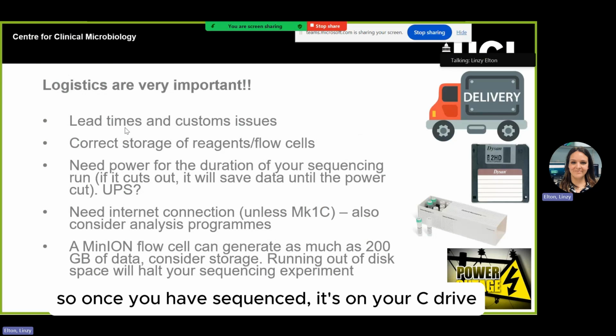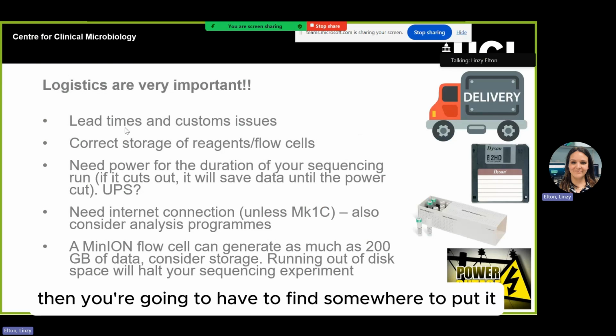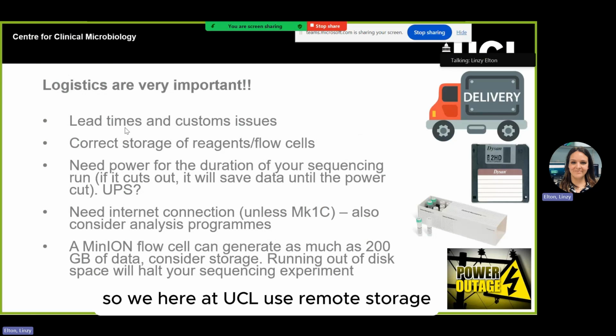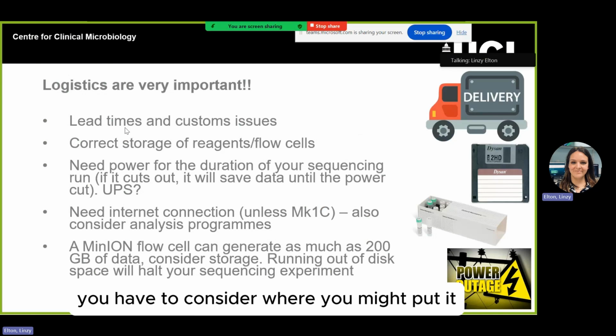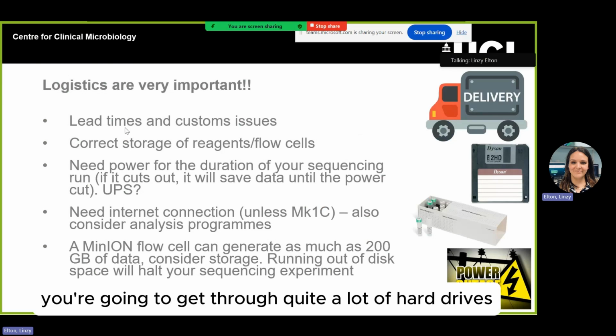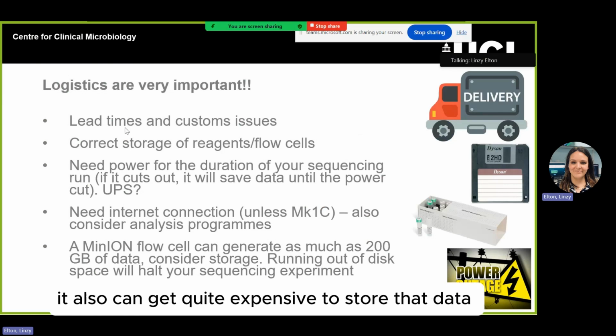Once you have sequenced and it's on your C drive, you're going to have to find somewhere to put it. Here at UCL we use remote storage, cloud drives, where we keep all of the data. But you have to consider where you might put it. You're going to get through quite a lot of hard drives, because within 3 or 4 runs you're going to end up with at least a terabyte's worth of data. That is something very much to consider, and it also can get quite expensive to store that data.